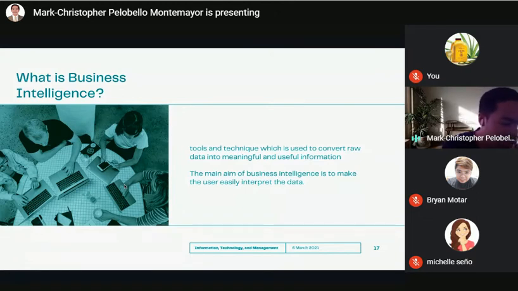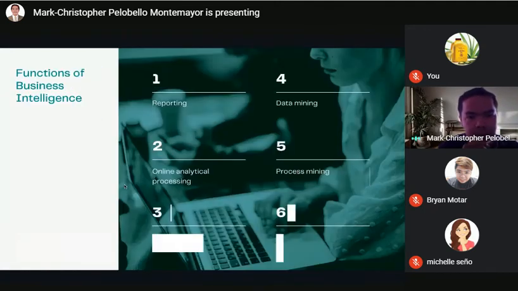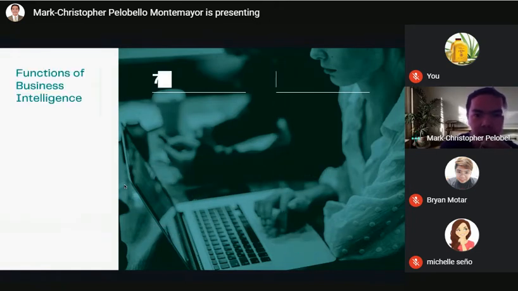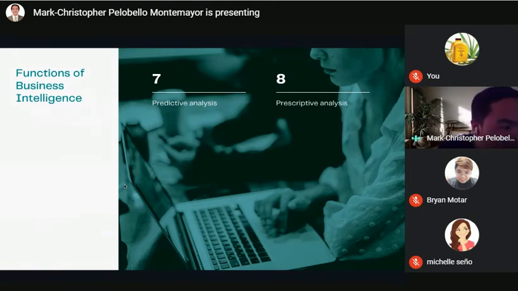Functions of business intelligence. So here are common functions of BI or business intelligence. Number one, we have reporting, to be able to present data or inputs. Second one, online analytical processing. Third, analytics. Fourth, data mining. Five, process mining. Six, business performance management. Seven, predictive analysis. And eight, prescriptive analysis.